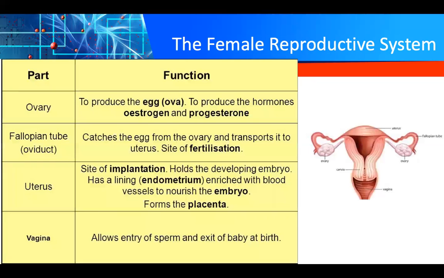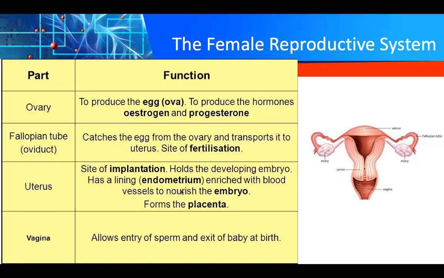Let's move on to the female reproductive system. We have what we call the ovary, the fallopian tube, the uterus, and the vagina. The ovary produces the egg and the hormones, which are estrogen and progesterone. The fallopian tube catches the egg from the ovary and transports it to the uterus, which is the site of fertilization. The uterus is the site of implantation, which holds the developing embryo.